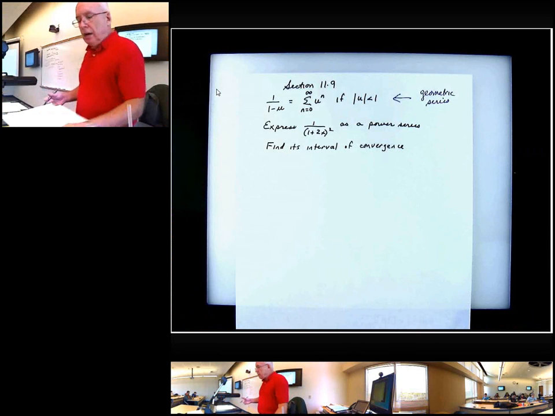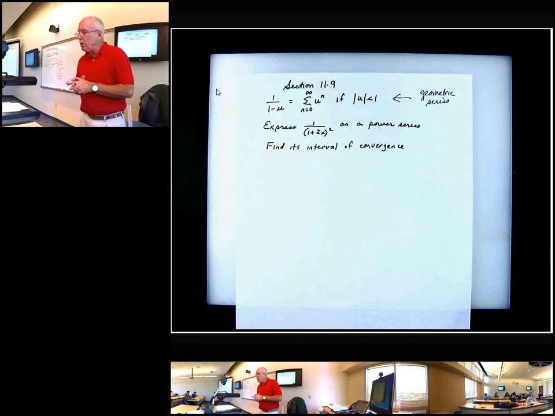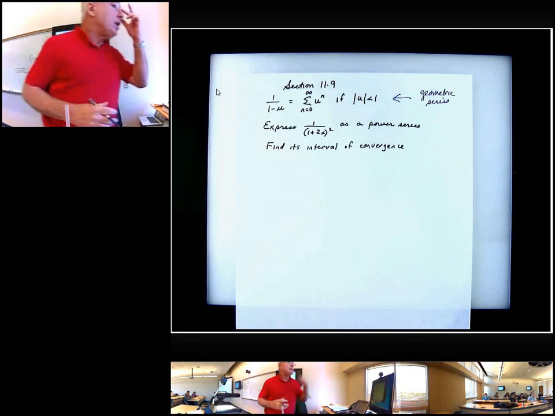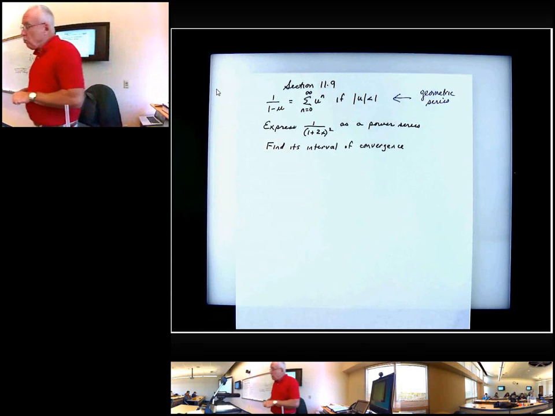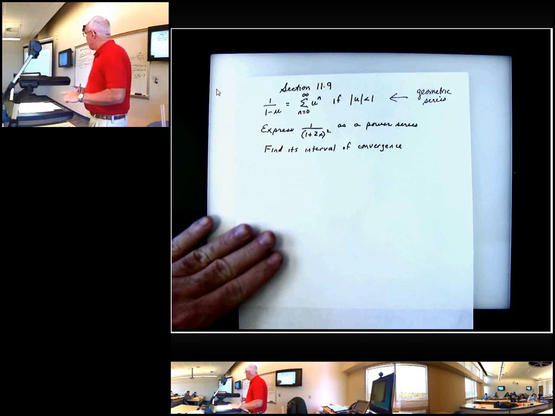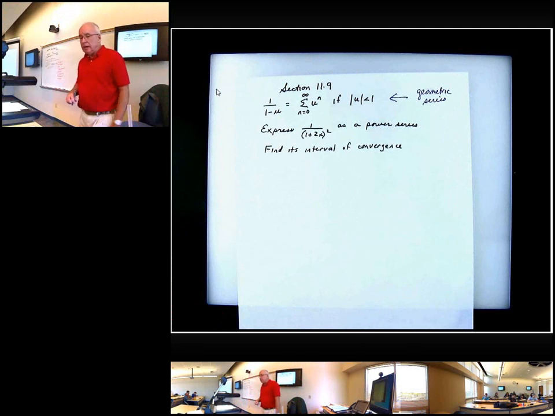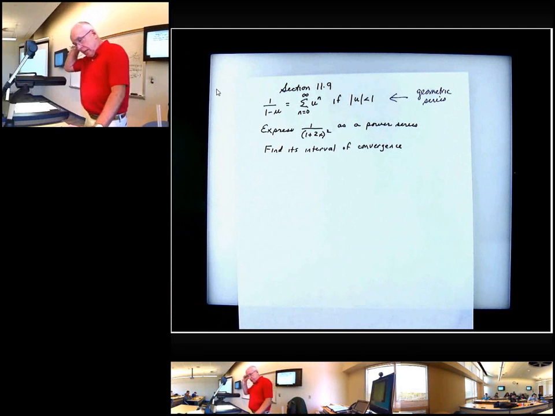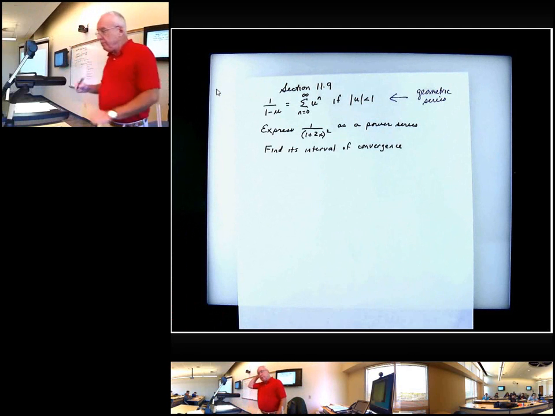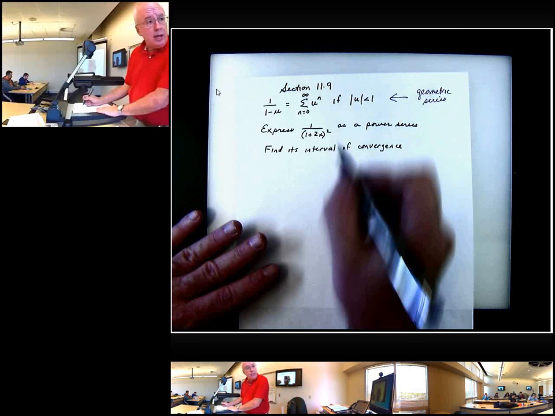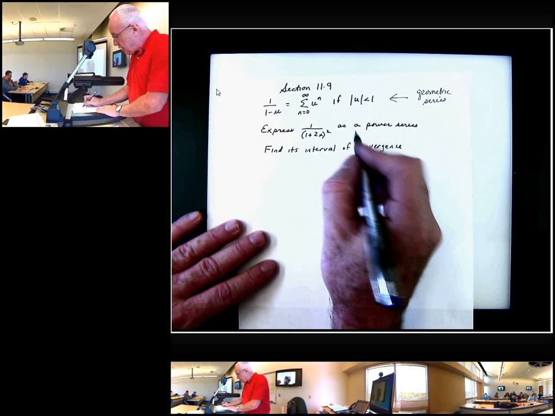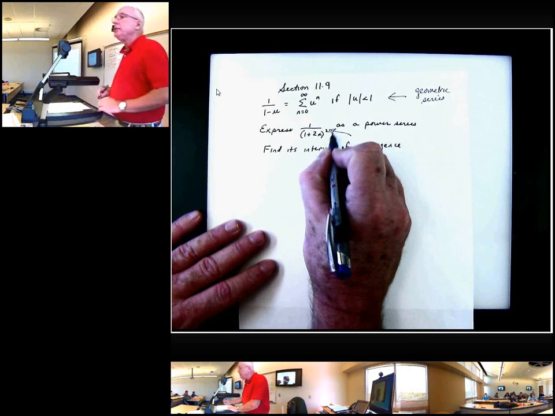So here's a problem where we are asked to express 1 over (1 plus 2x) squared in the denominator as a power series. Find its interval of convergence. Now you look at this thing, and you see that we have a square down here in the denominator.